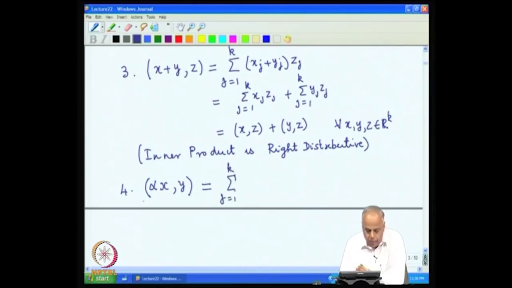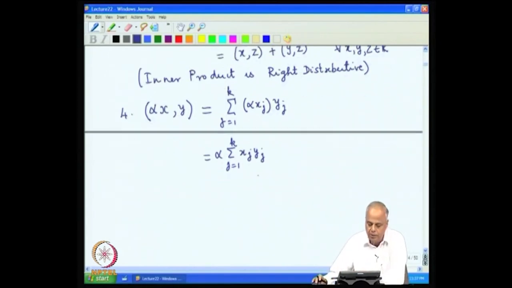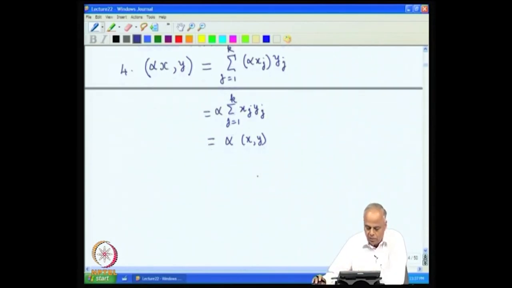The components of alpha x are alpha x_j, and this is to be multiplied with the components of y_j. And this is the same as the summation j equal to 1 to k, where alpha can be pulled out of the summation, of x_j y_j. And the summation is nothing but (x, y), so it is just alpha times (x, y). This simply says that alpha can be pulled out of the inner product from the first factor.